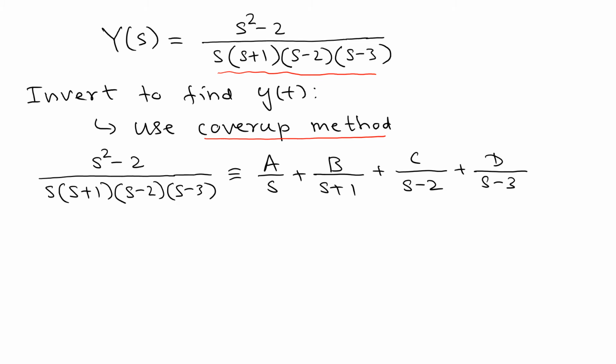So let's use the cover-up method. What's the cover-up method? We're actually going to cover up the term that you're going to find, just the denominator. Let's say you're going to find A. If you're going to find A, we cover up s. And for the rest of the expression on the left side, we plug in the corresponding zero. In this case, the corresponding zero is s equals 0. You plug in s equals 0 on the left side and you directly get A. That's the idea. You cover up the denominator term in that term, find the corresponding zero, and plug the zero into the left side.